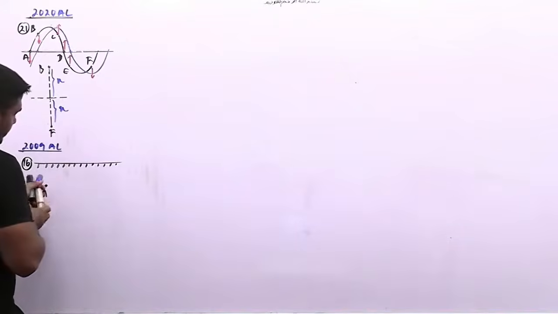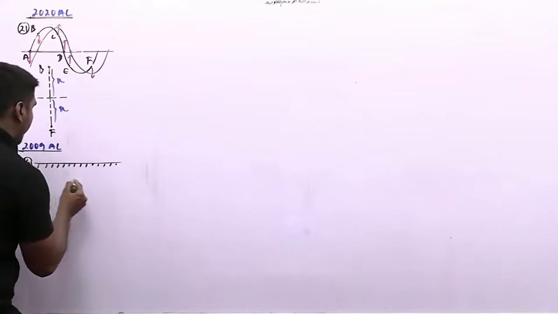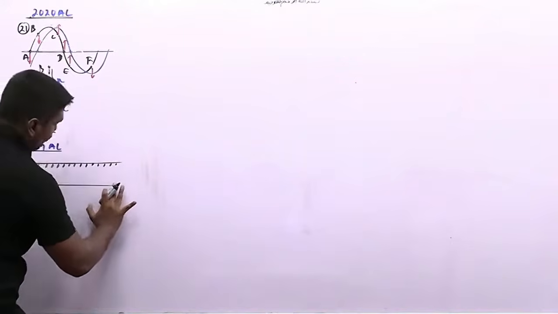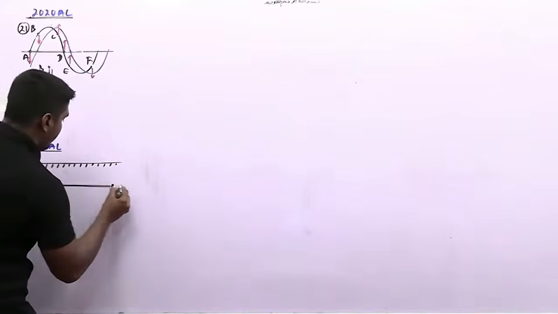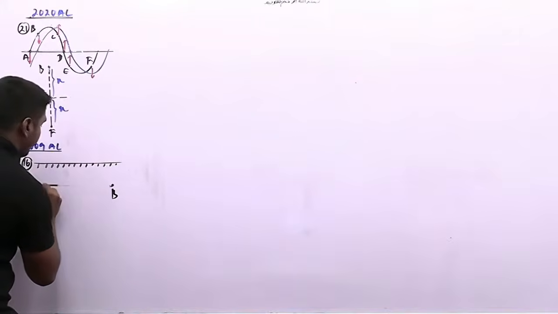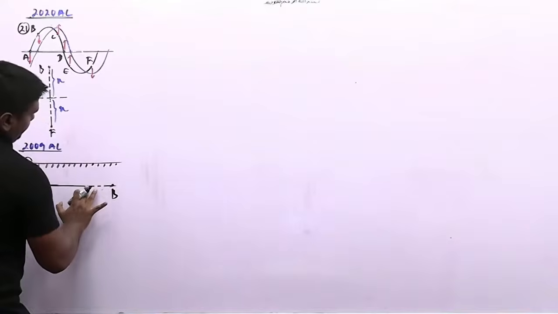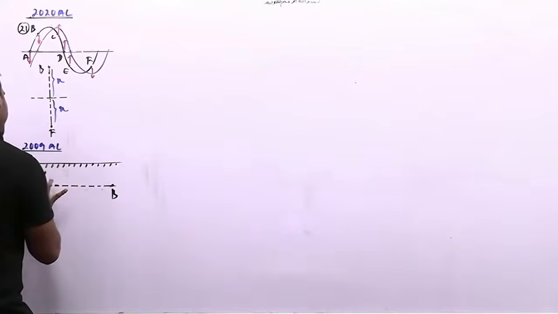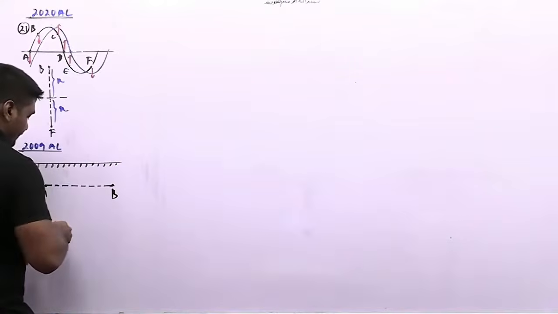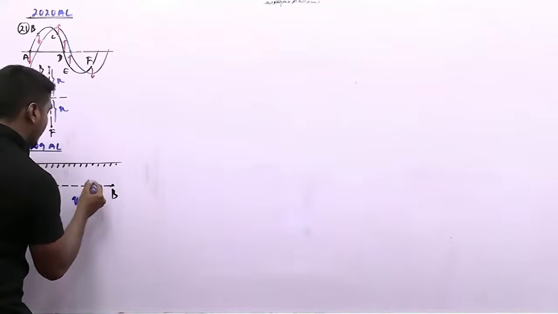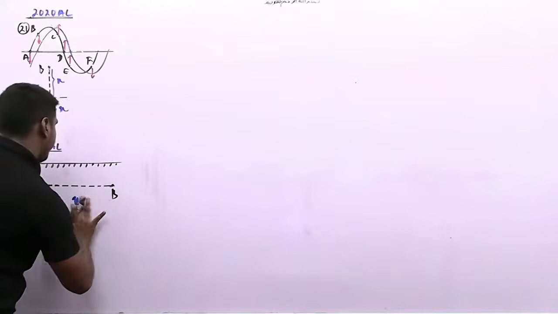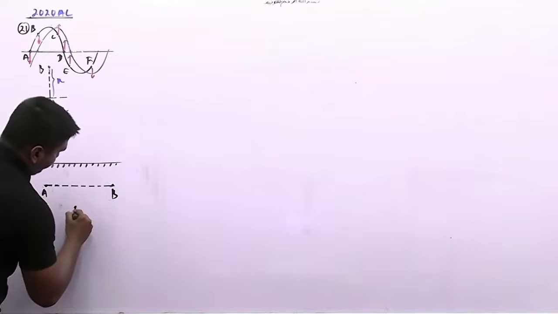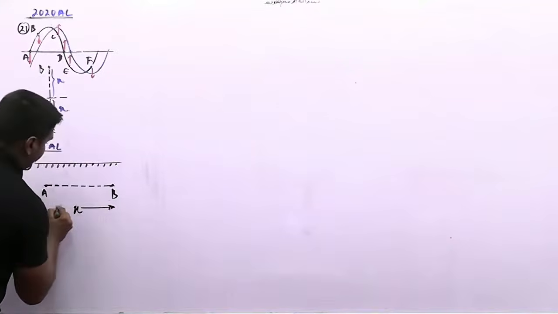Where is the scorpion? The scorpion is at point B. I want to find the distance between the scorpion and the insect. I want to find this gap, simply x. That's my target.